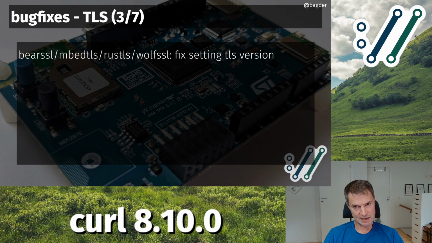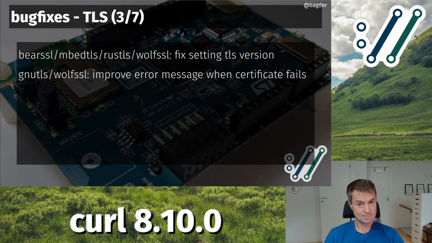We fixed a lot of TLS things. We fixed setting the TLS version in 4 different backends: BearSSL, Embed TLS, Rustls, and WolfSSL. We fixed the error message when the certificate verification fails with these 2 TLS libraries; we improved the error messaging. We also fixed GnuTLS to send more data per invoke, so it should, in theory, make TLS sending a little bit faster with GnuTLS.